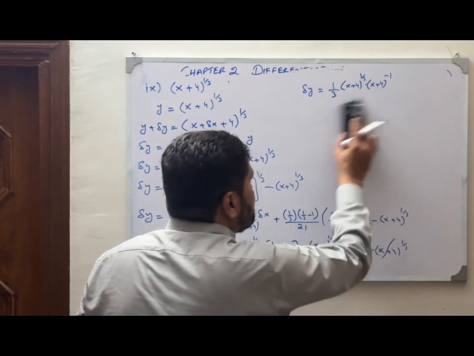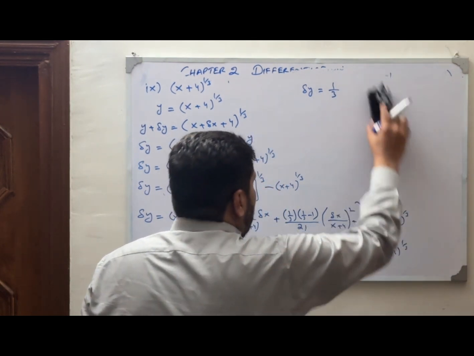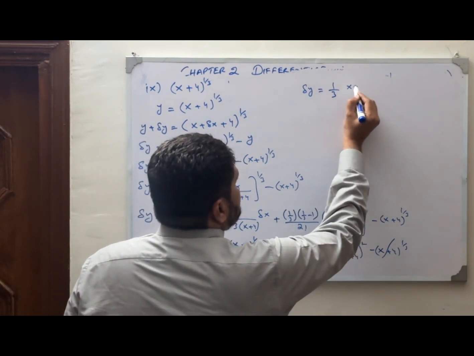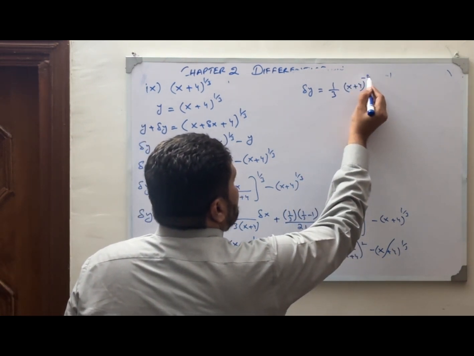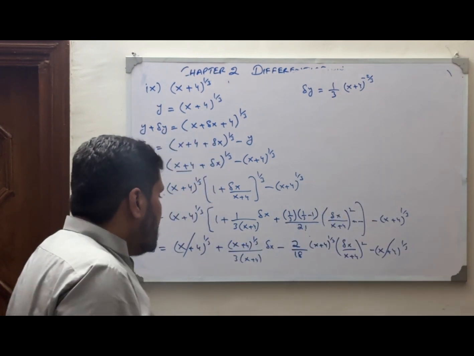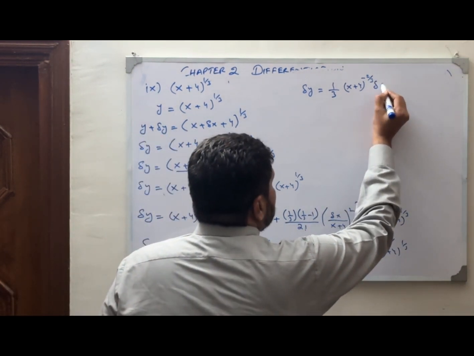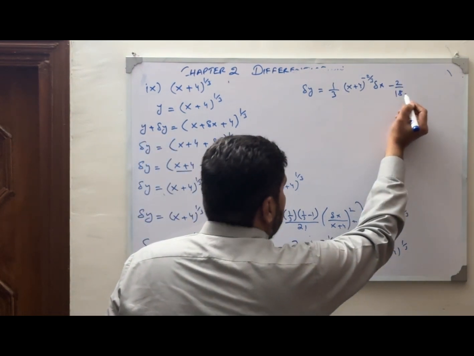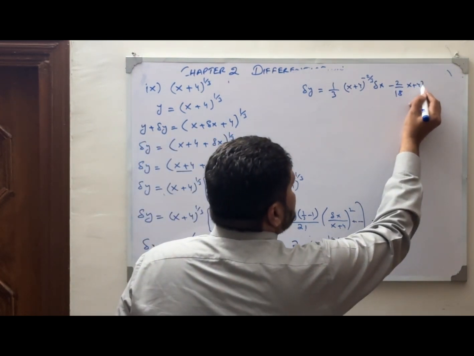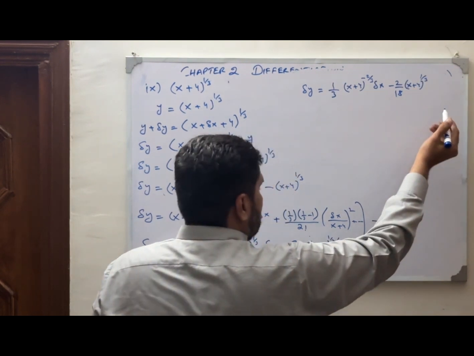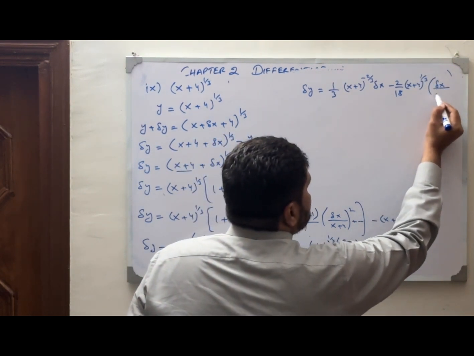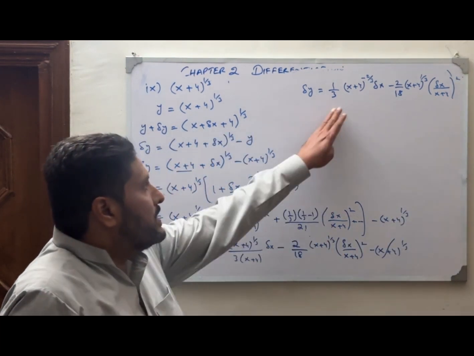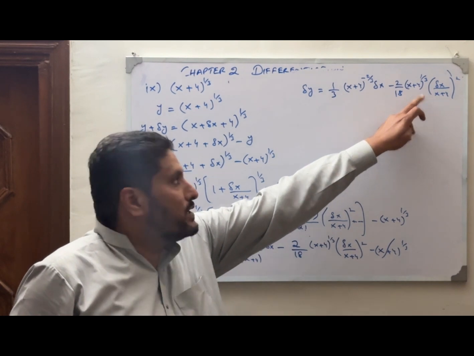So here we can write it as 1 by 3 (x plus 4) power minus 2 by 3 into delta x. For the second term, minus 2 by 18 (x plus 4) power 1 by 3 into delta x by (x plus 4) whole square. So here we can take delta x common out of these two terms.